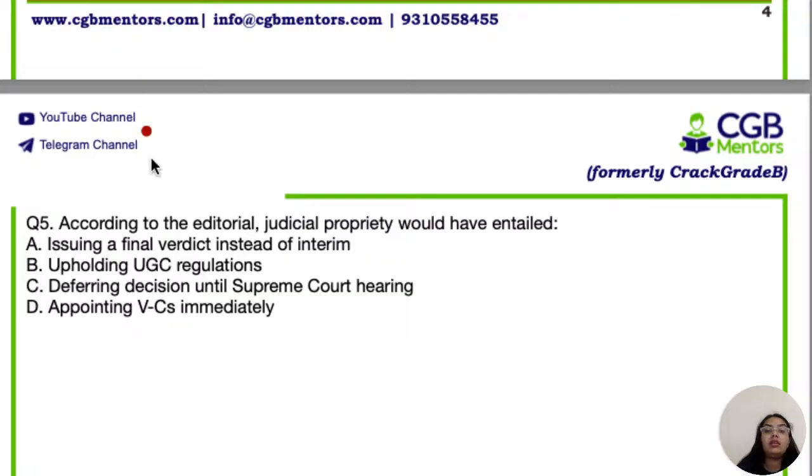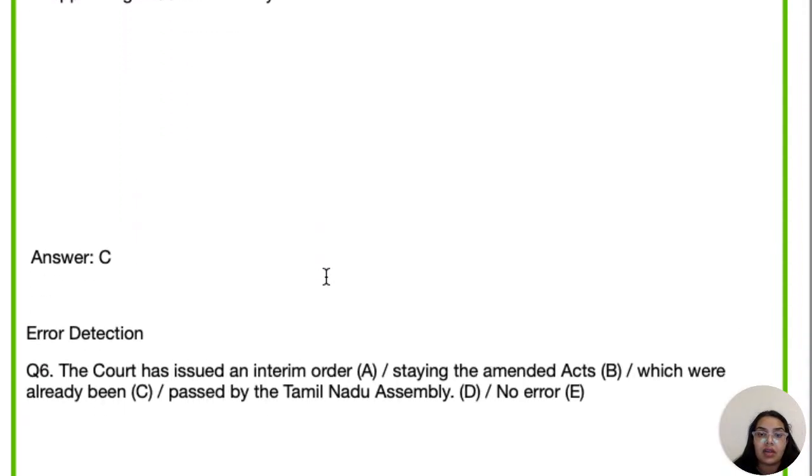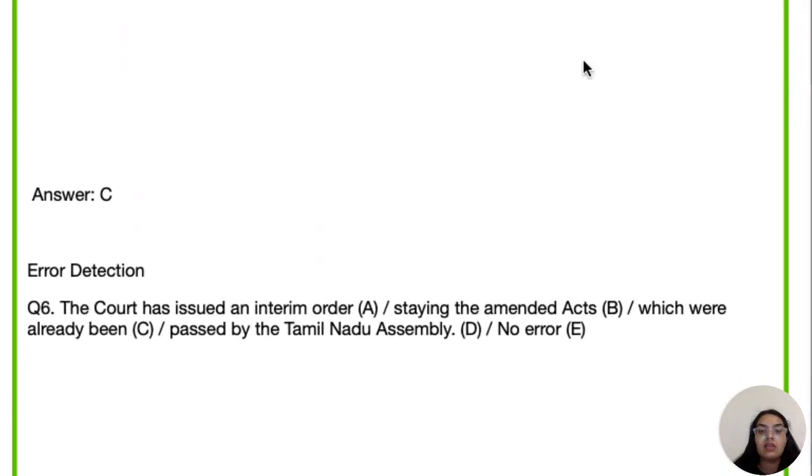C is the answer. According to the editorial, judicial propriety would have entailed deferring the decision, meaning delaying the decision, until the Supreme Court hearing. They should have waited. Very easy to understand. Fifth is C. Error detection. Sixth question.